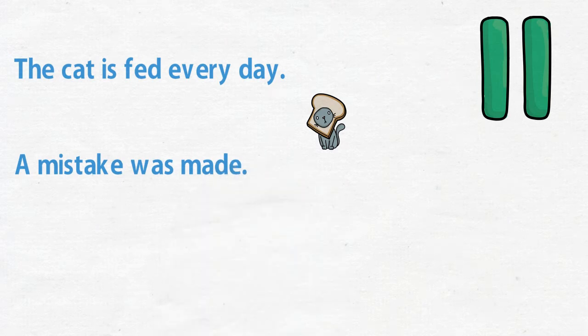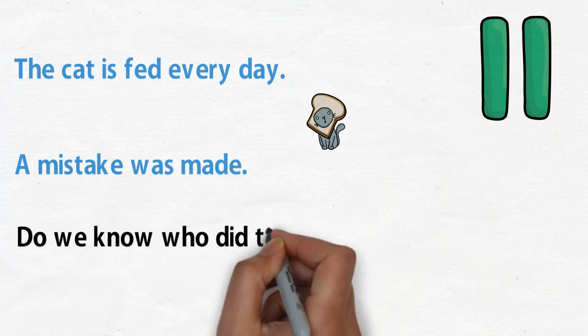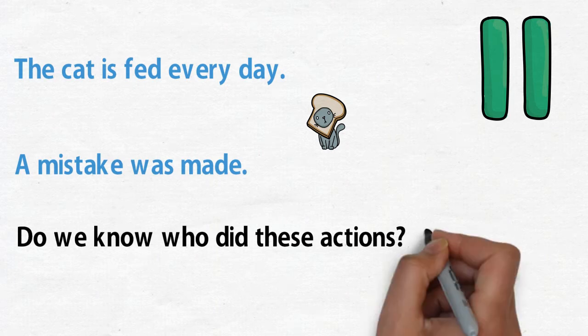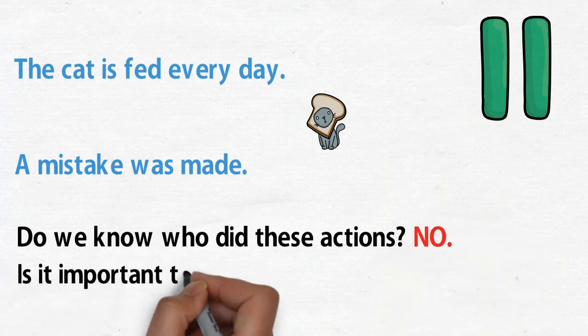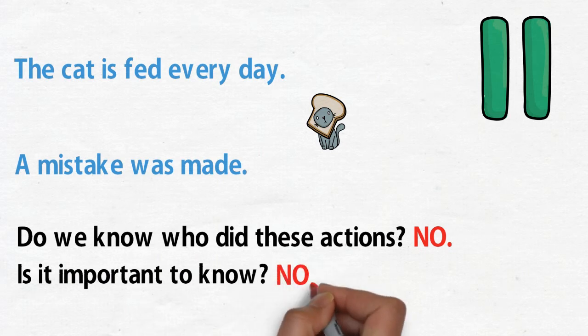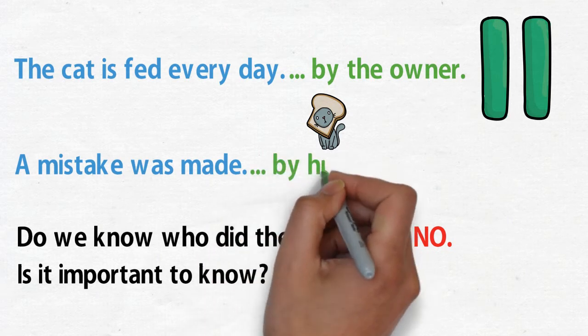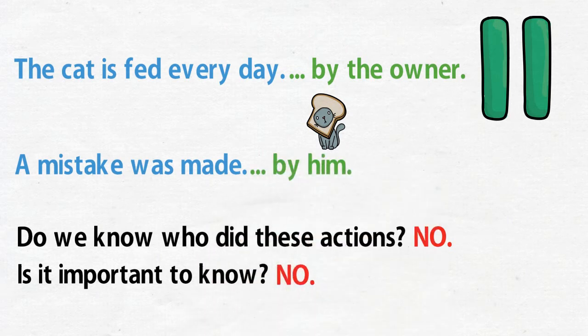Okay, I hope you're done. Let's take a look at what these two sentences have in common. We just need to ask two simple questions. The first one is, do we know who did these actions? Like feeding the cat or making a mistake? The answer is no. Is it important to know? Also no. If we wanted to know the doer of the action, we could just add by the owner or by him or something to that extent.